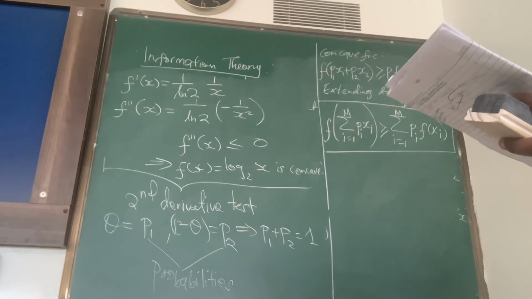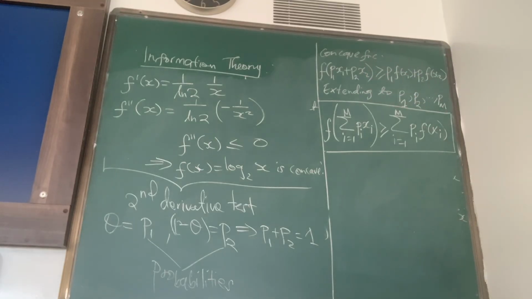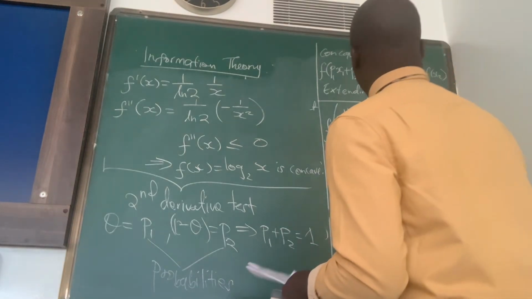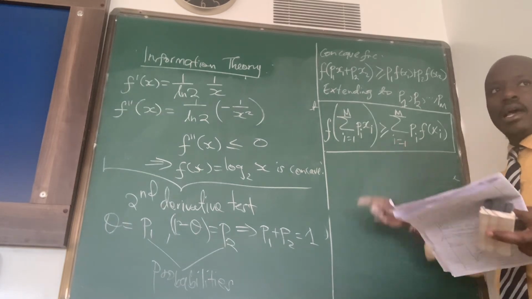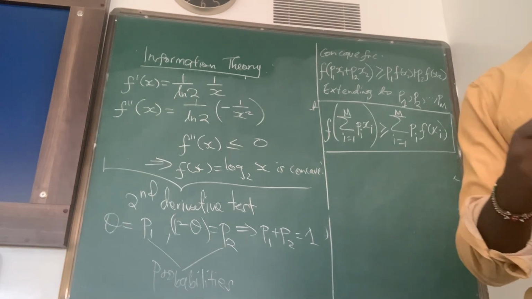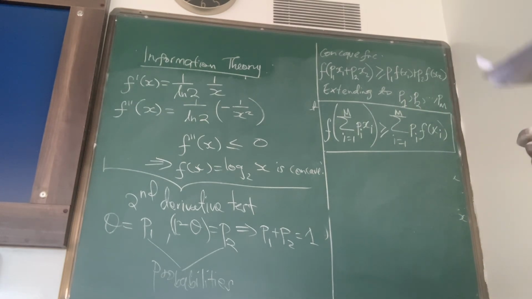So this function here generalizes the definition of concavity for m points. It generalizes the definition of concavity for m points x0, x1, x2 up to xm.